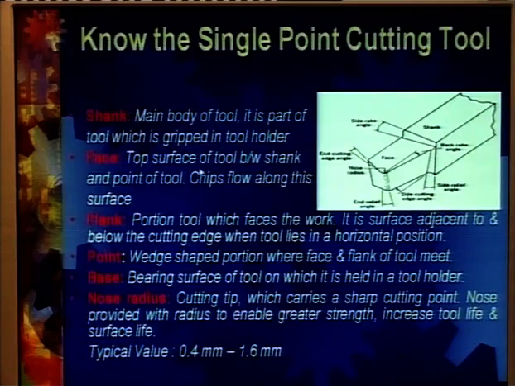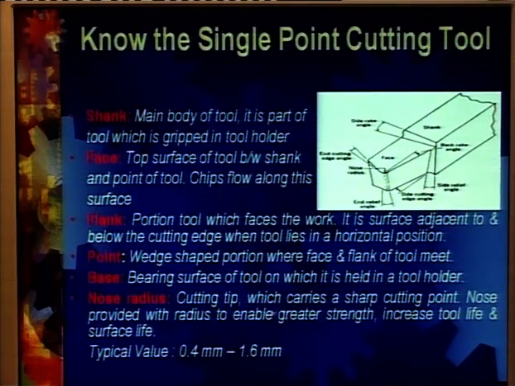The face is the top face of the tool between the shank and the point of the tool. Chip flows along this surface. So, this particular portion is known as the face, since chips flow over this surface. The flank, as I explained in the earlier figure, is the portion of the tool which faces the work. So, this is the flank. It is the surface adjoining and below the cutting edge when the tool lies in the horizontal position. The point, this which I am encircling, is the point. This is the wedge shaped portion where the face and flank of the tool meet.